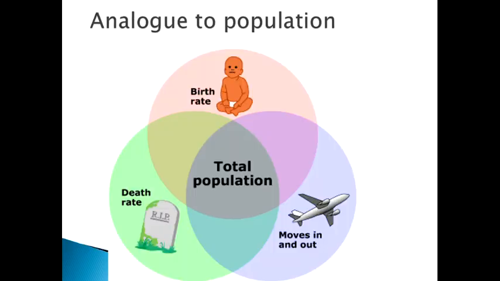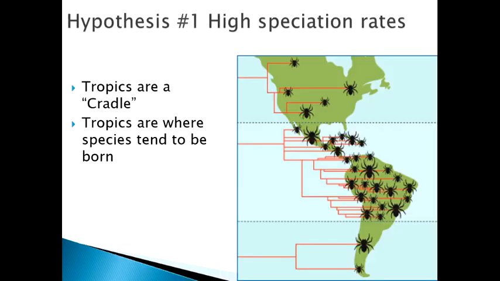This is broadly analogous to population studies, where if you're counting the total population of a place, a country, a state, a city, you look at the birth rate, the number of new babies born, you look at the death rate, the number of persons that die, and then you also look at the immigration rate, the number of people that move in or move out. And all of these have plus and minus values to them that end up giving you that total number of people in that area. Well, we do the same thing with species, and so we have several hypotheses then.